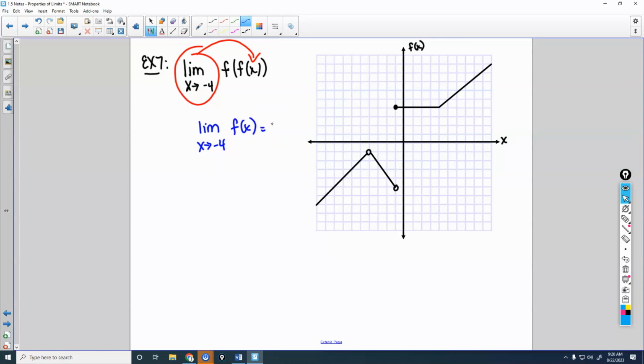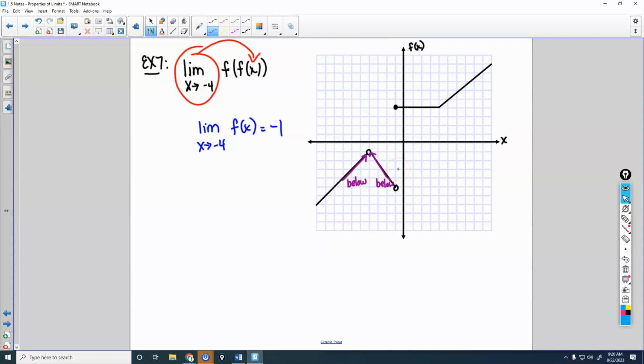And so, Reagan, whenever we do that, limit as x approaches -4 of f of x, what would we get? -1. Okay? Now, it's going to matter on this one whether or not you pay attention to whether it's approaching from above or below. So for this one, on the left-hand side, are we above or below? Below. On the right-hand side, are we above or below? Below.